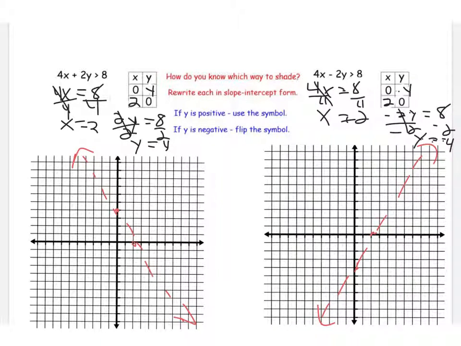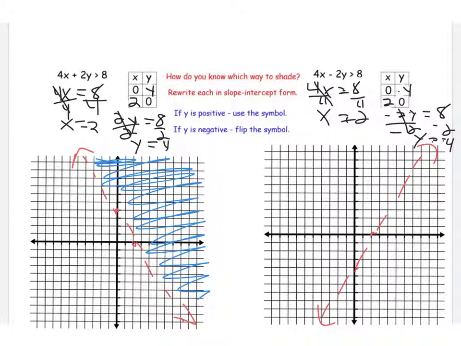Where you shade is determined by the y. If you notice in blue on the screen, it says if y is positive, use the symbol. If y is negative, flip the symbol. So the first inequality, y is positive, right? Because it says plus 2y. So that means the symbol that we're given is greater than. So I want to shade where y is greater than that line. Remember, y is greater when y goes up, so I want to shade above that line.